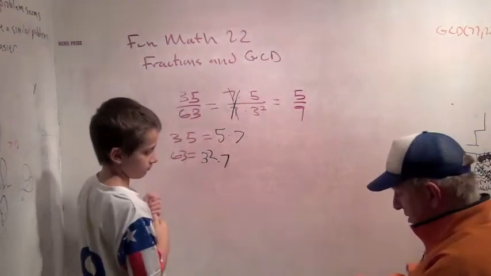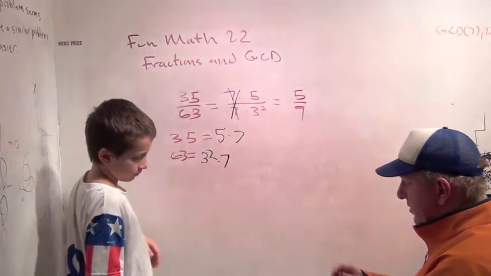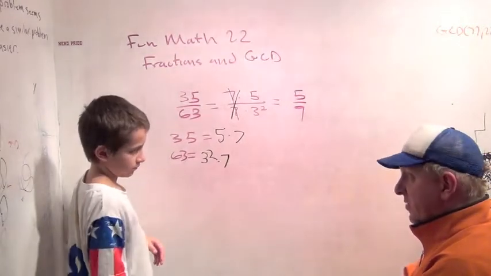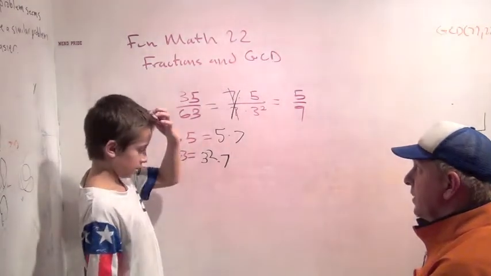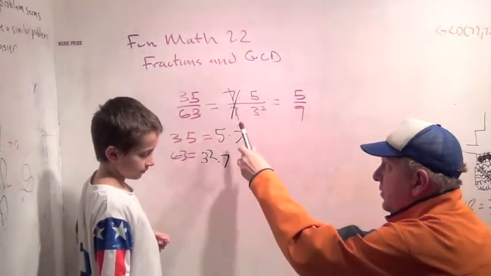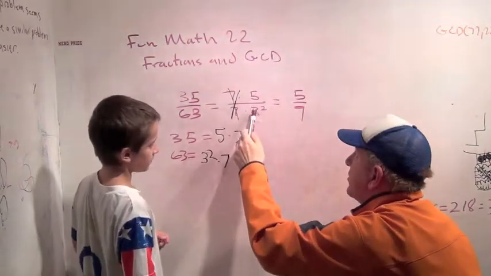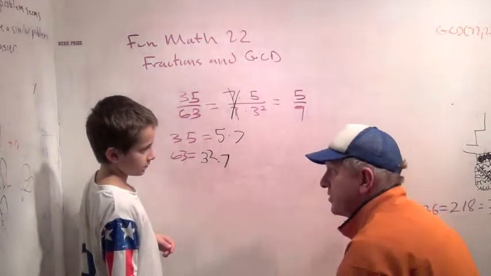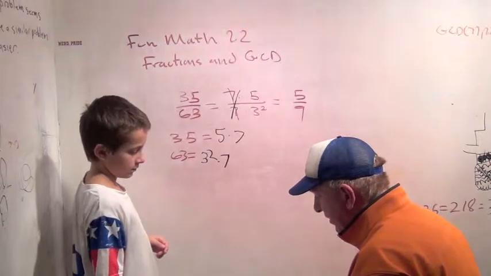It's a neat application of the greatest common divisor. It helps you simplify fractions. And once you get rid of the greatest common divisor, you know the other two numbers do not have any more divisors, so it is a simplified fraction.